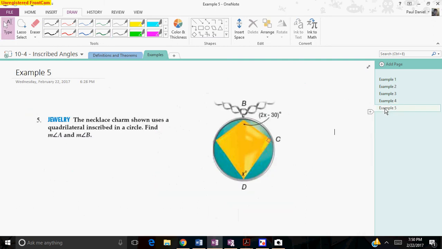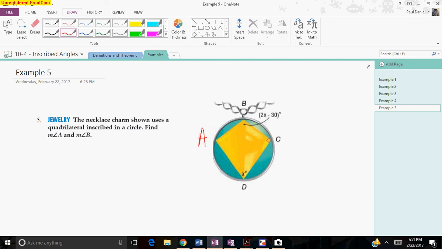Alright, example 5. The good old, let's pretend that we can make this some sort of real world application problem. Here it is. I have a necklace with a charm that looks like a kite on the inside. I want to find the measurement of angle A, which I don't see shown on here. I think it just got cut off. It should be over here. And I also want to find the measurement of angle B.